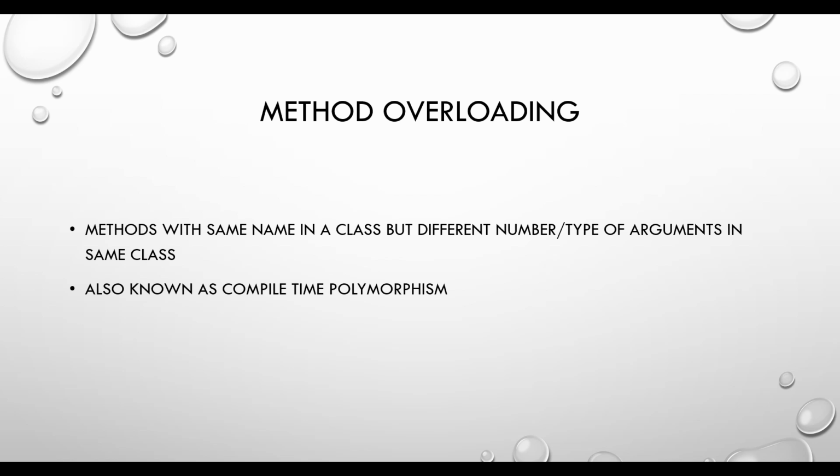So in this case, I'll have two methods, one with two arguments, int a comma int b, and likewise for three arguments it would be int a comma int b comma int c, right? These are the same methods but having different arguments. Let us read this statement: methods with the same name in a class but different number or type of arguments in the same class. So it is related to the same class, methods of the same class, while method overriding is related to superclass and subclass, or parent class and child class.